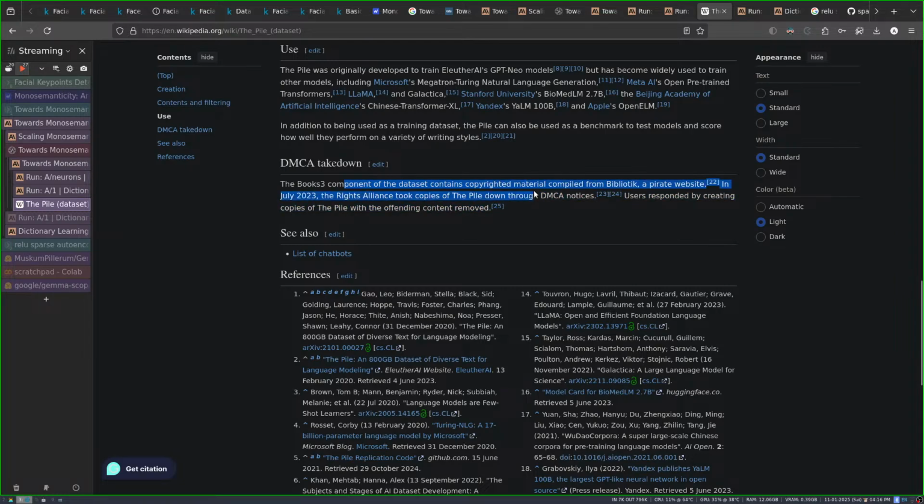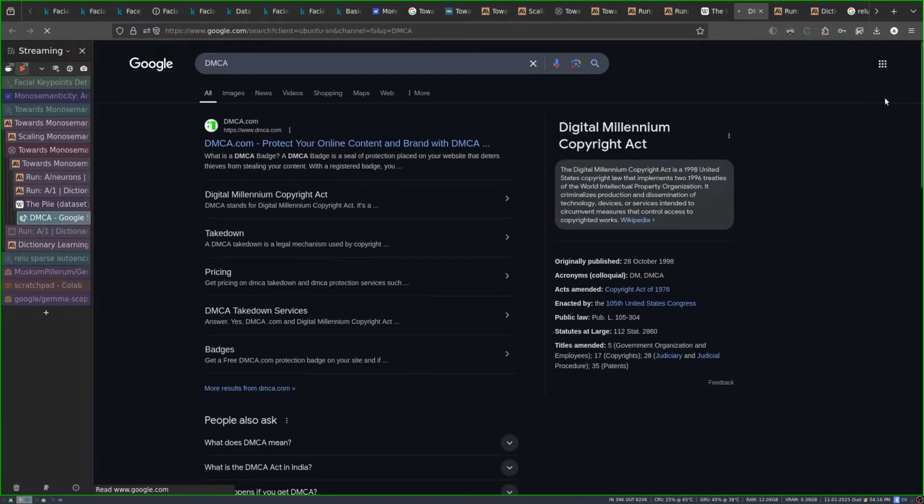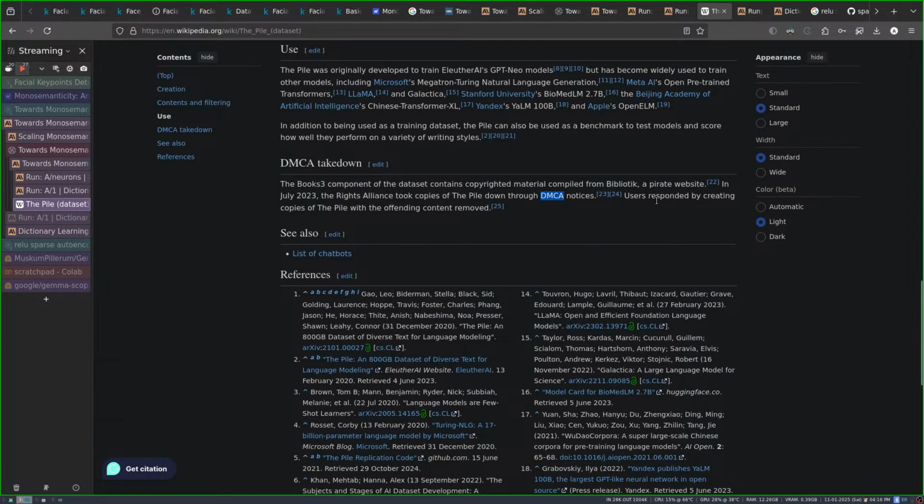Two copies of the file were found using DMCA and the Digital Millennium Copyright Act. Users responded by creating copies of the file with the offending content removed.